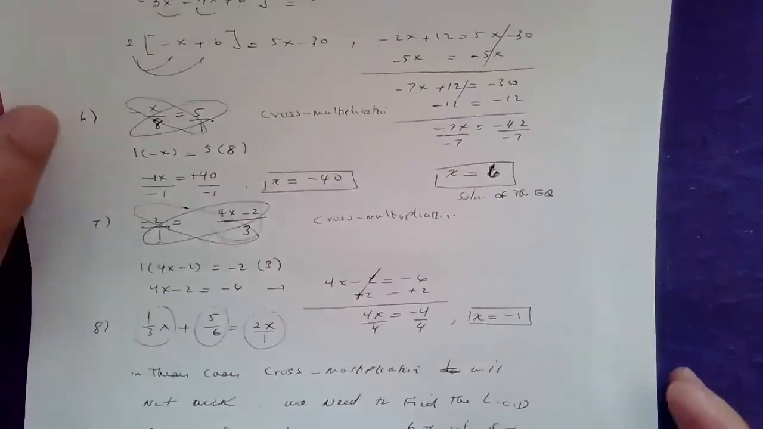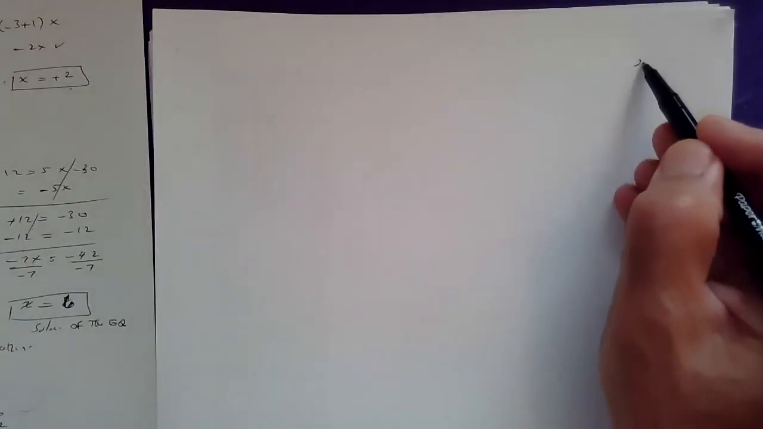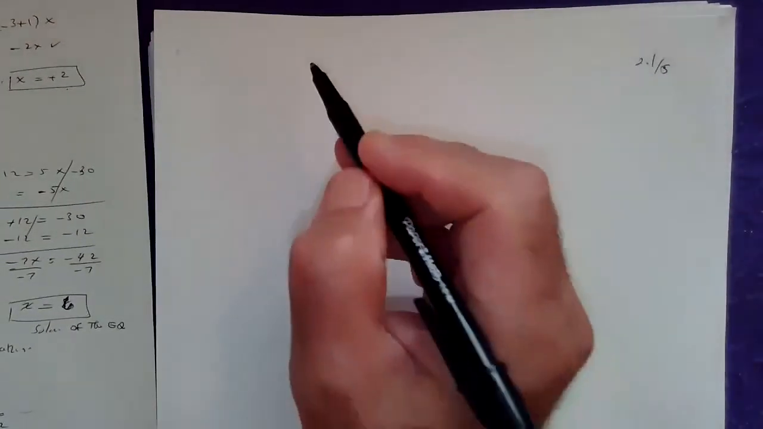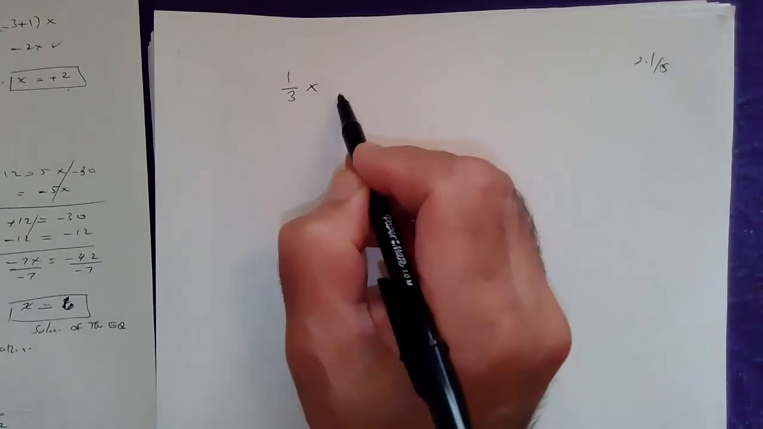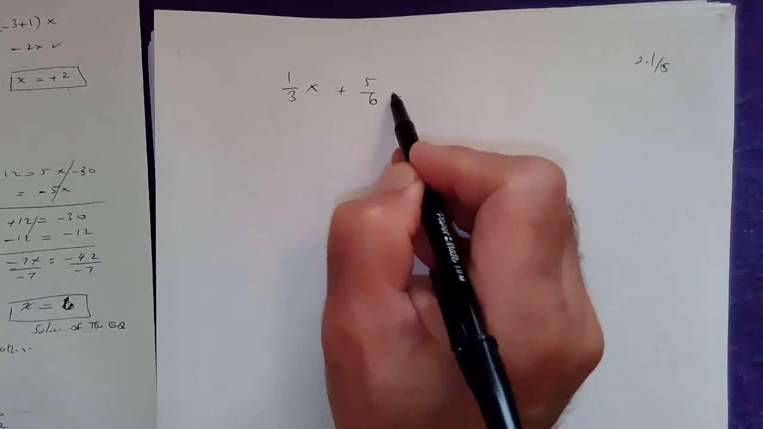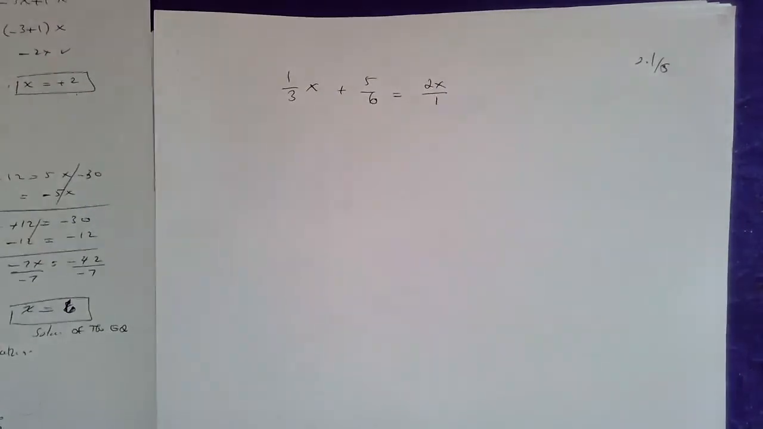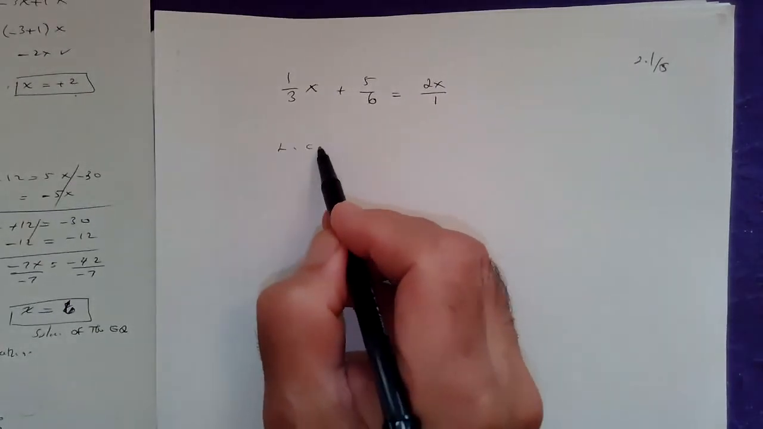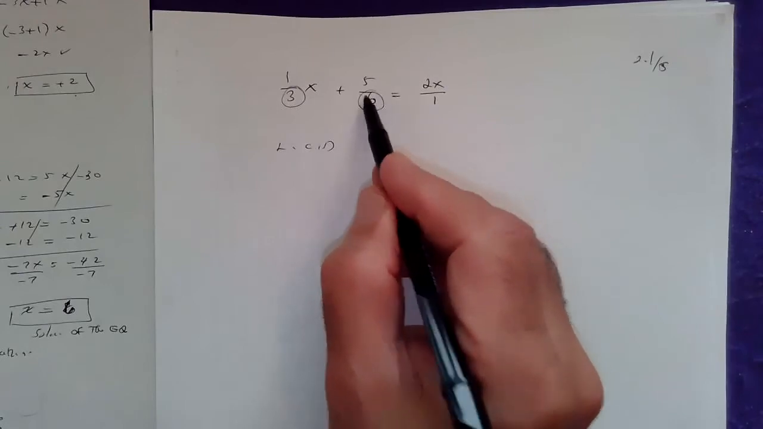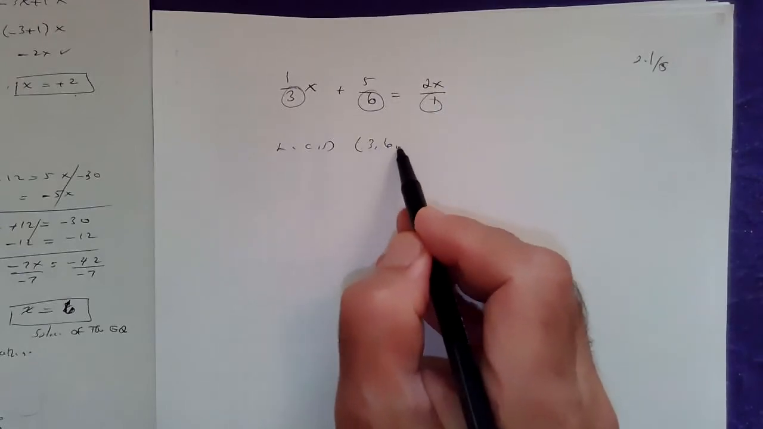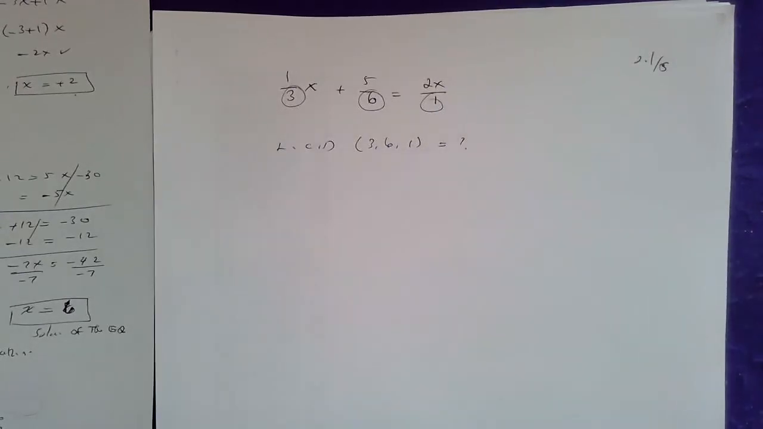So if you don't mind, let me just transfer this problem to the next page. So this would be like page 5. So what was the question? 1/3 of x plus 5 over 6 equals 2x over 1. So I need to find the lowest common denominator of 3, 6, and 1. You know what that is.